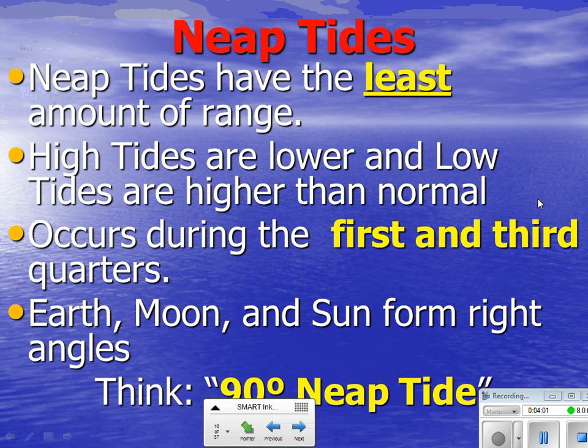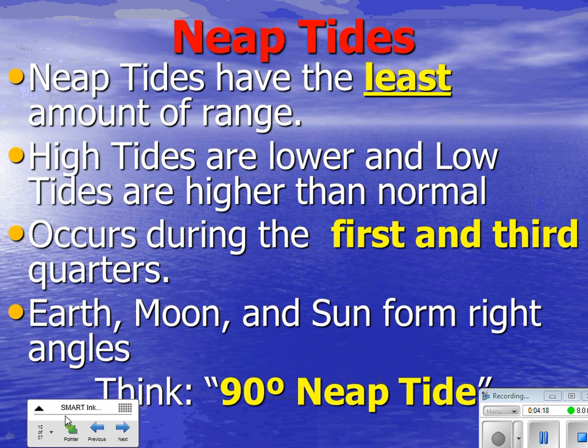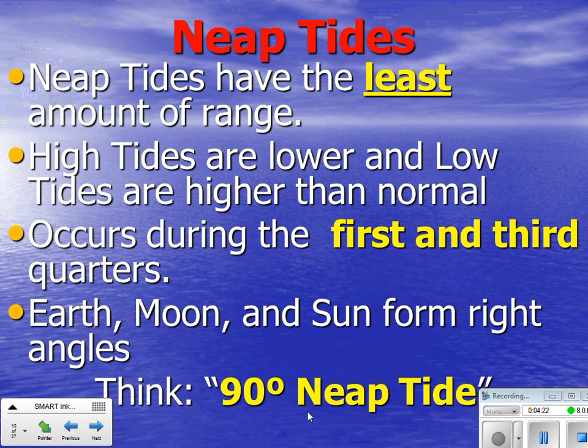Neap tides have the least amount of range, or the smallest range. High tides are lower and low tides are higher than normal. And these occur during the first and the third quarter moons. The earth, moon, and the sun form right angles. So think about it like this. A 90-degree angle is a neap tide. 90 starts with N, neap tide starts with N. So a 90-degree angle is a neap tide.